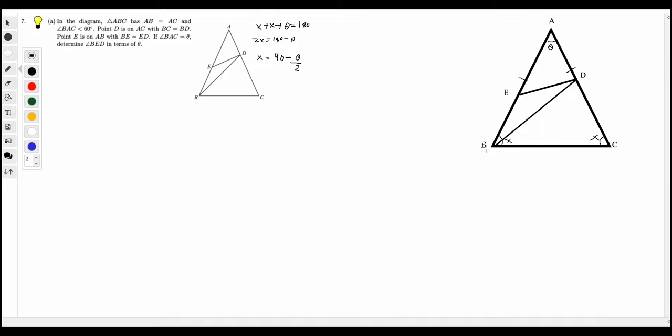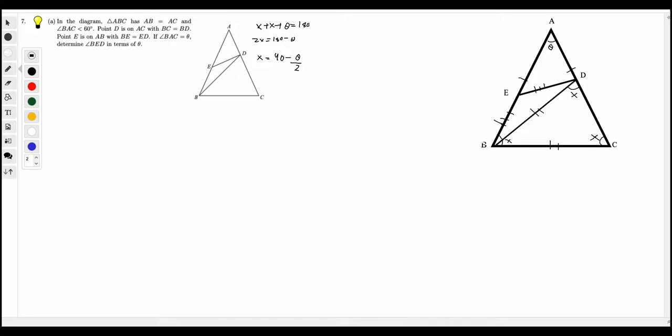And now we also know that length BC is equal to length BD. So triangle BCD is isosceles too. So angle BDC will also be x. And triangle BED is also isosceles, since length BE is equal to length ED. Just going to label that BC is equal to BD.